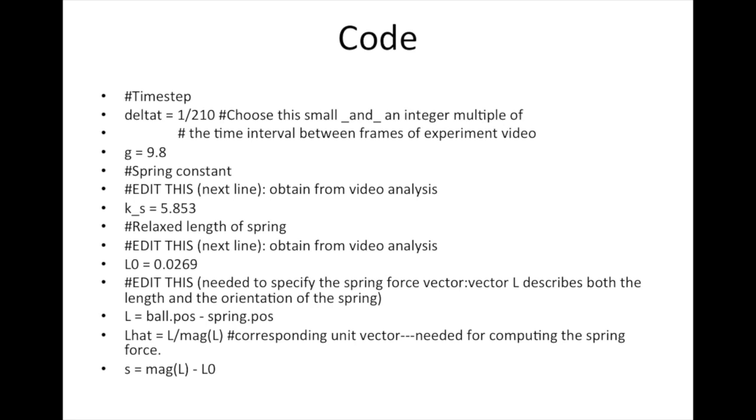And then my k sub s, I showed how to calculate that in the fundamental principle, and I just plugged it in here. I also showed how to plug in the L naught, which is right here. And then L equals ball.pos minus spring.pos. L hat equals L over mag L. And s equals mag L minus L naught. Those three are just taken straight from the formulas themselves, which I showed in the fundamental principle part.